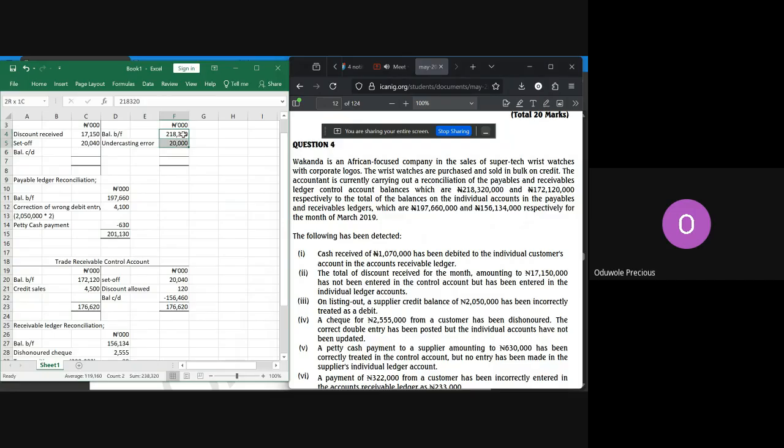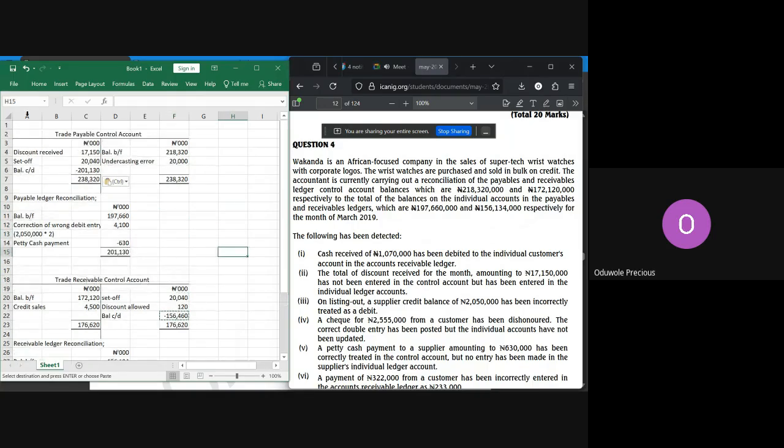So this will give us what? We add it together, everything will give us 238,820. Then if we use this formula, it should give us the same thing. So this is 201,130, this is 201,130. So that's the end of this question. We got the same thing.